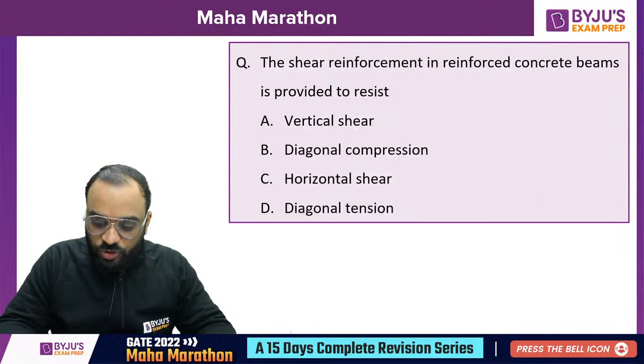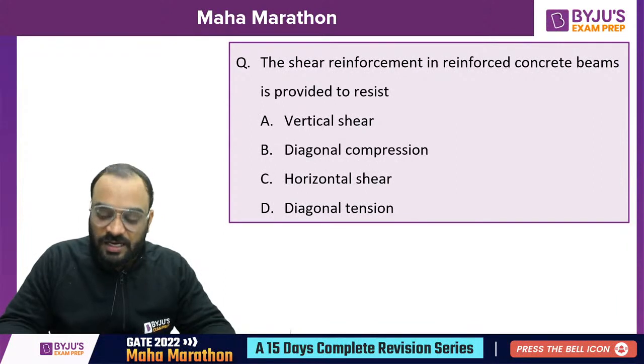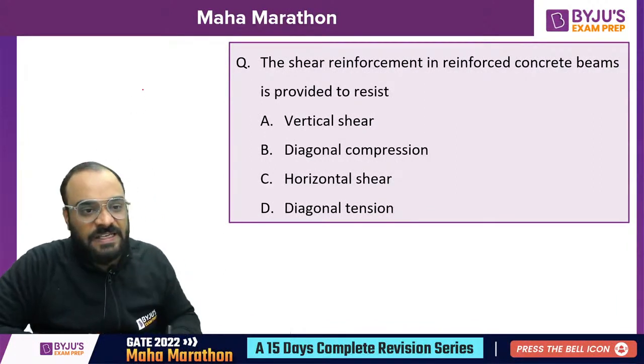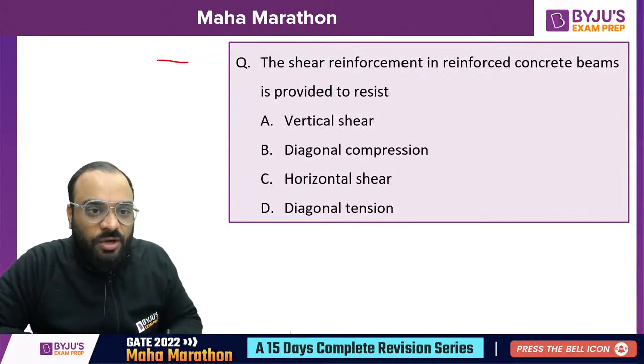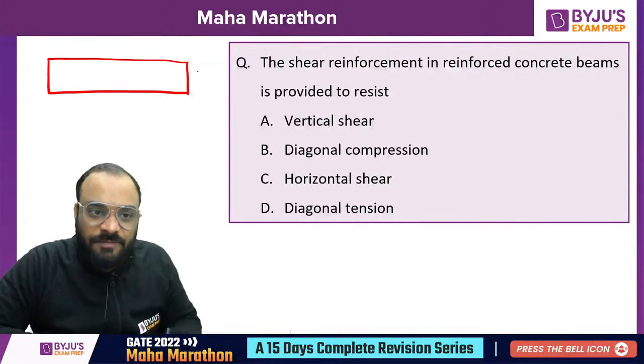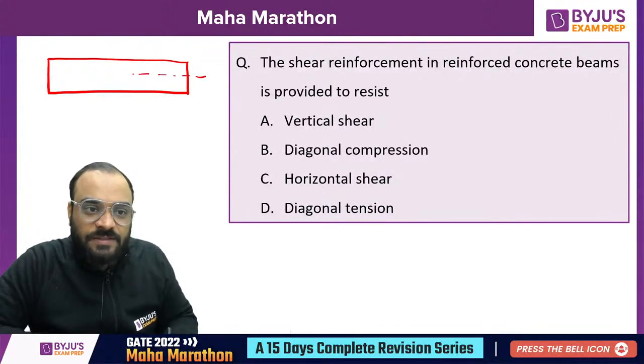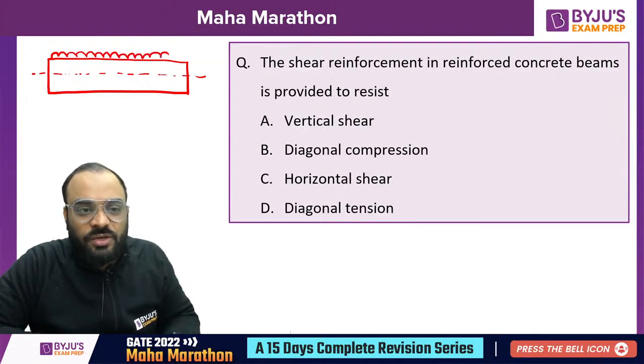The shear reinforcement, why are you providing the shear reinforcement in an RCC beam? D, diagonal tension. Yes, it is correct. We need to take care of diagonal tension. Let me show you that, guys. Why we are providing the shear reinforcement. Listen carefully. This is our beam. Let us suppose this one is our neutral axis. Let us consider this beam is simply supported and we are putting a UDL over here.